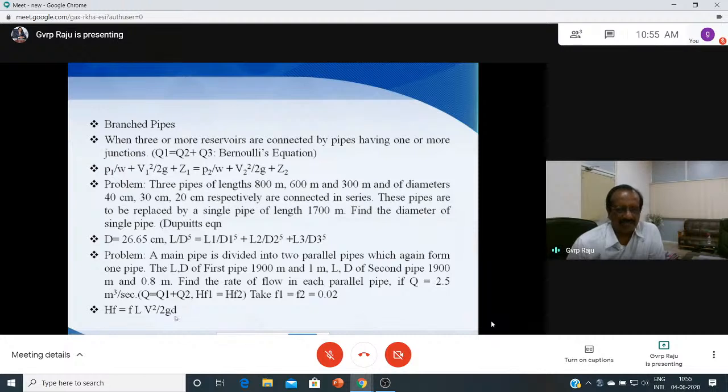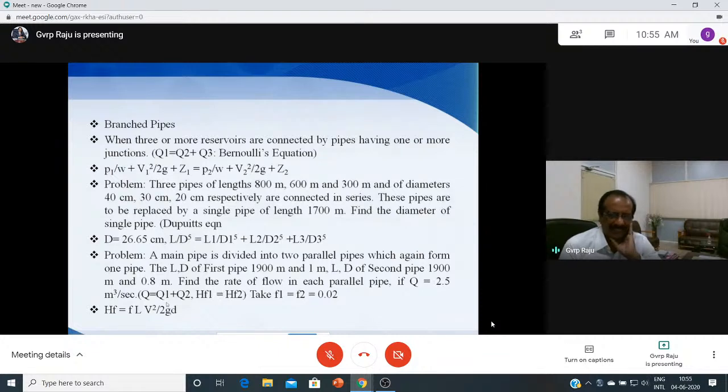So we have one equation here, that is HF. Neglect all the minor losses here. We have the friction loss, HF is equal to F L V square by 2 g D, where F is the coefficient of friction, L is the length of the pipe, V is the velocity of the water, g is 9.81 meters per second square gravity, and D is the diameter here. Then the other condition is that the loss in pipe 1 is equal to the loss in pipe 2. So the head loss due to friction in pipe 1, HF1, is equal to F L1 V1 square by 2 g D1, which is equal to F L2 V2 square by 2 g D2.